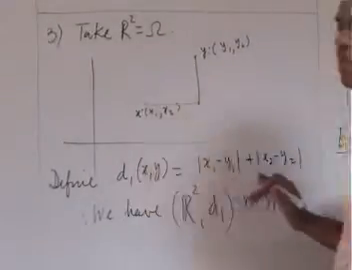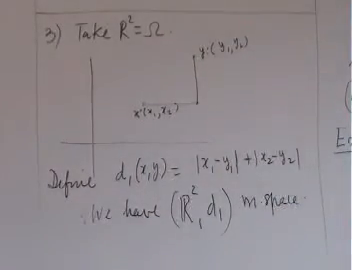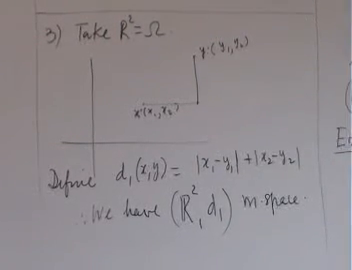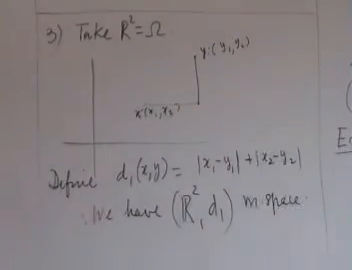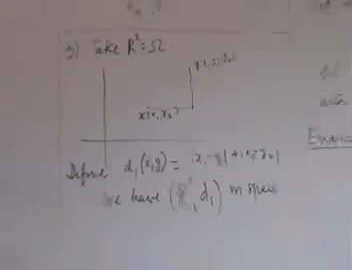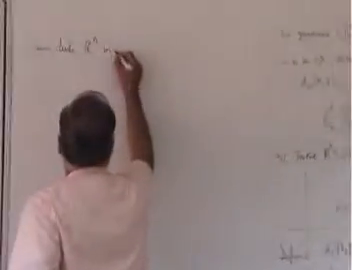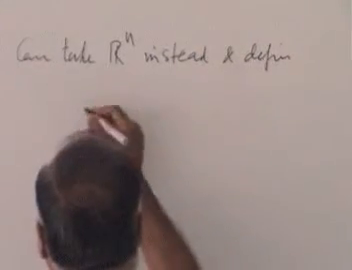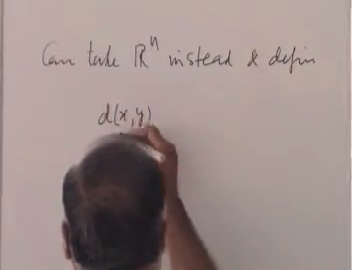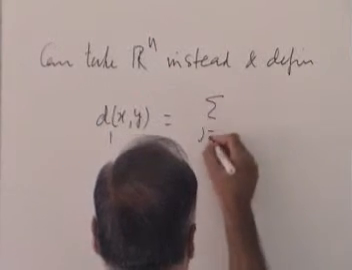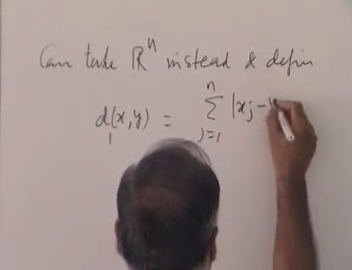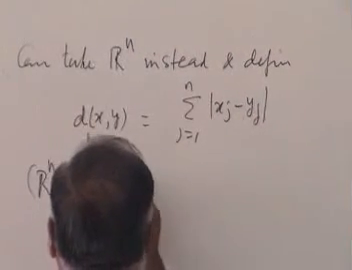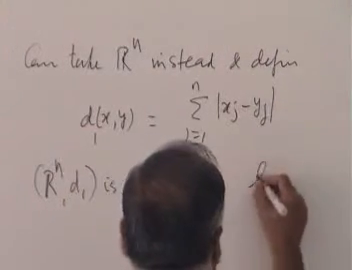Similar to that, I can make n components. Instead of 2 components, I can make n components and take distances parallel to each one of the coordinate axes. So we can take Rn instead and define d1(x,y) to be the summation over j equal to 1 to n of |xj minus yj|. Rn with d1 is a metric space. We denote this by L1n.